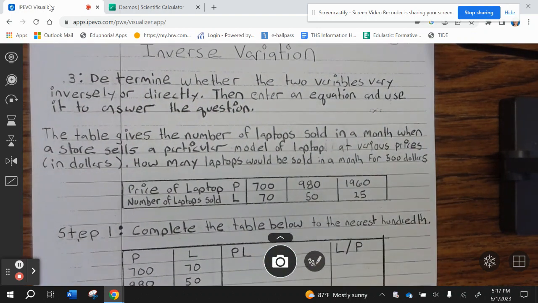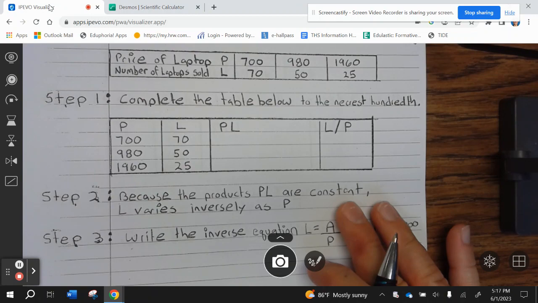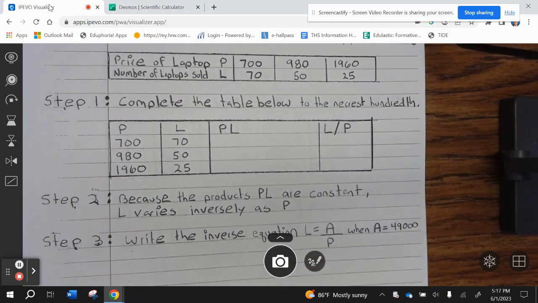Okay, example 3. Determine whether the two variables vary inversely or directly. Then enter an equation and use it to answer the question. The table gives a number of laptops sold in a month when a store sells a particular model of laptop at various prices in dollars. How many laptops would be sold in a month for $500? Okay, so we have our table. Step 1, complete the table below to the nearest hundredth.